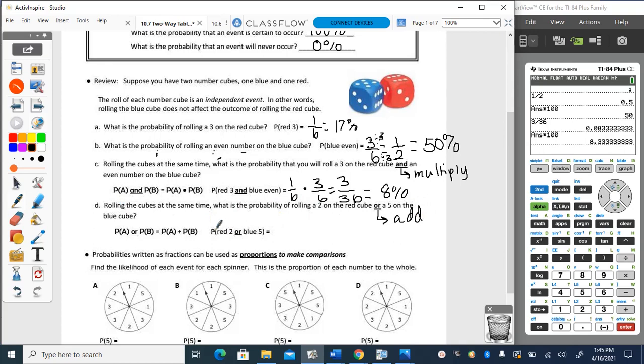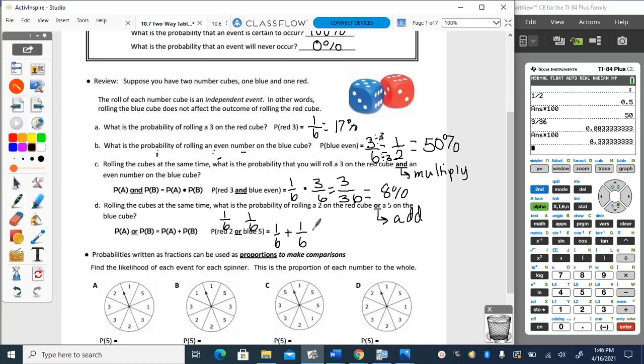So first of all, we need to know the probability of 2 on the red cube. Well, how many sides do we have 2 on? 1. So we have not 2 over 6, but 1 over 6 for the 2 on a red dice. And then a 5 on the blue dice. How many sides have 5 on them? 1. So that's 1 over 6 again.